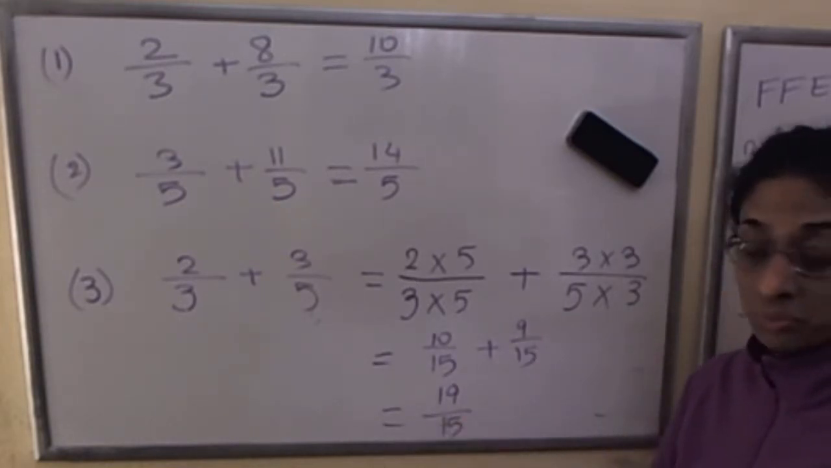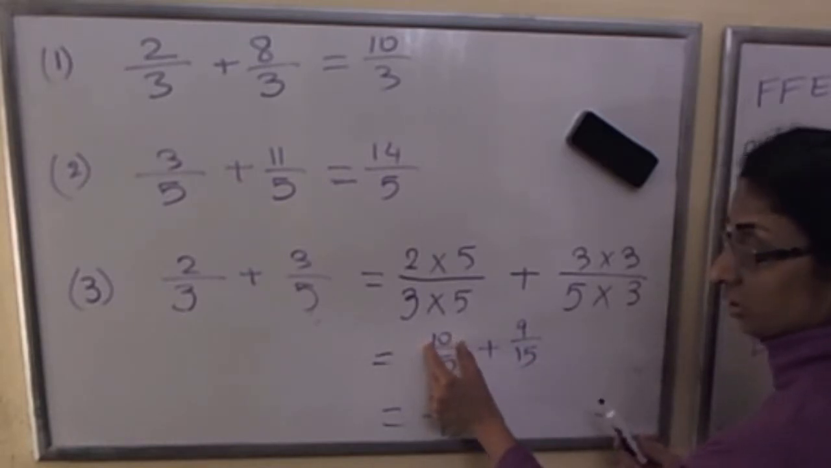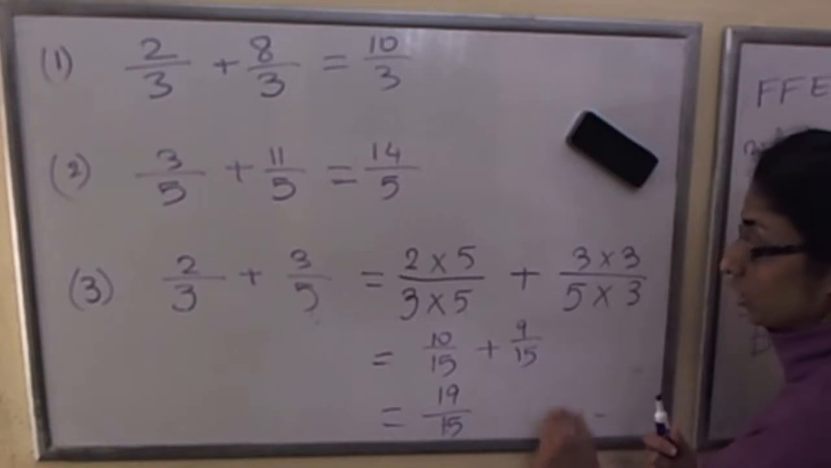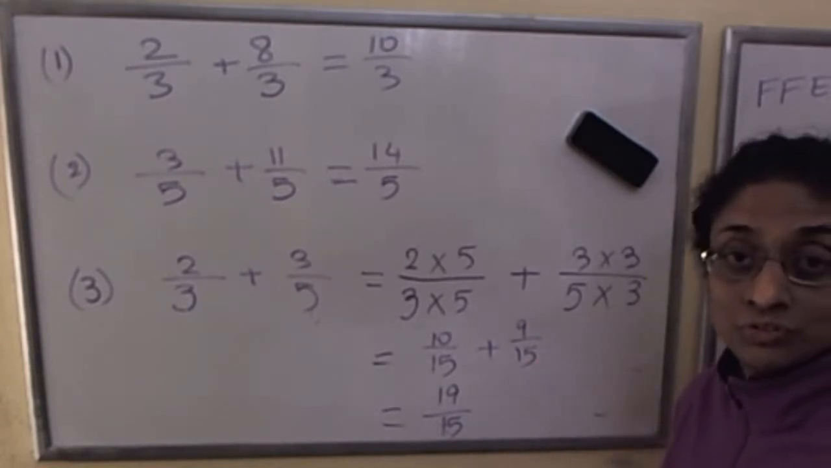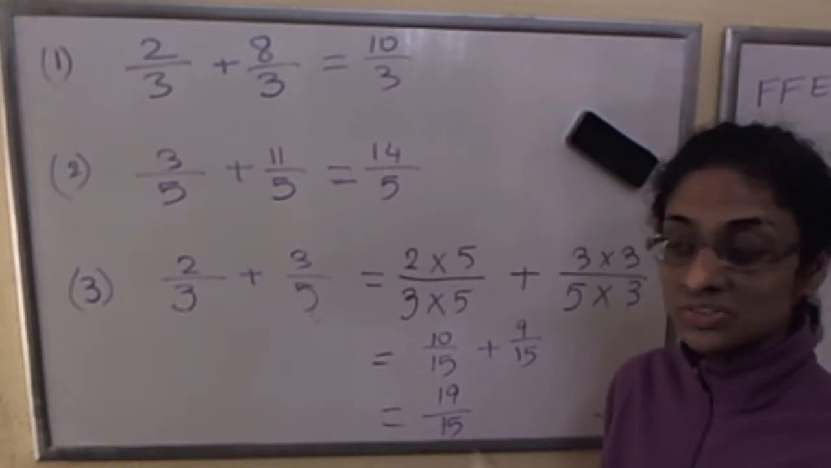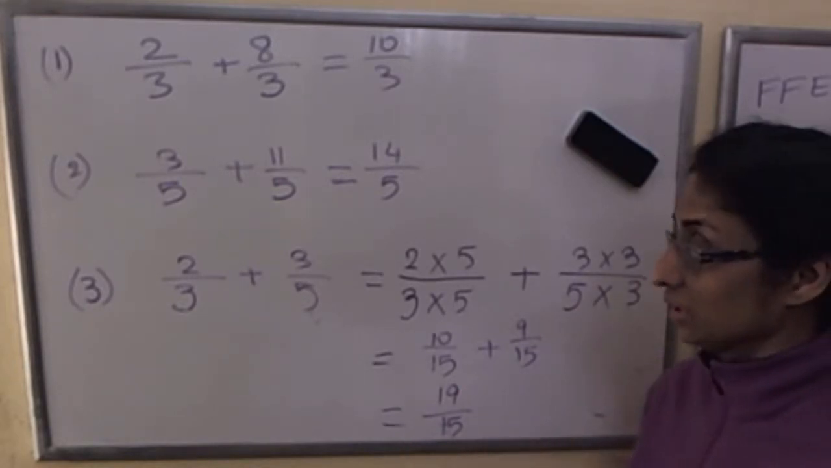Just counting on, because this time we have 10 copies of short segments of length 1/15, 9 copies of short segments of 1/15. So now they're all the same size pieces. We can add them, and that's how we get it.